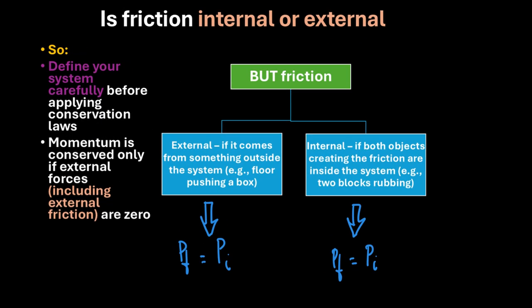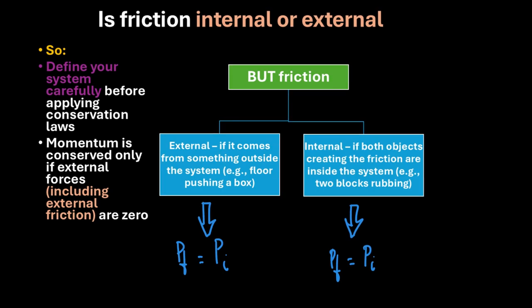Now, when the friction is considered in a way that it is acting as an external force outside the system, then final momentum is not equal to initial momentum. If both objects creating the friction are inside the same system, then final momentum will be equal to the initial momentum.